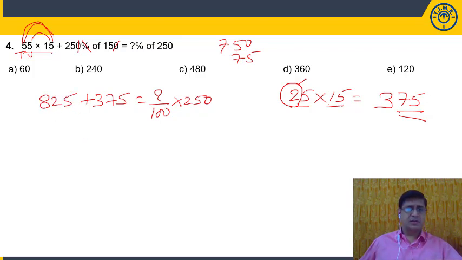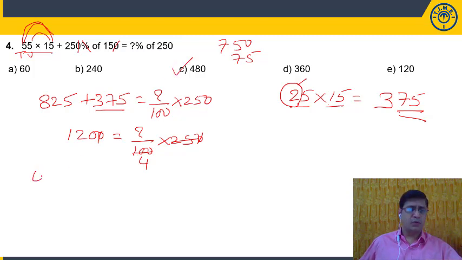Now adding this, what is the result? Now 75 and 25. When you add, 25 here becomes 400. 400 plus 800 is 1200. 1200 is equal to question mark by 100 into 250. Am I clear? Now we can cancel the zeros. 25 goes exactly 4 times into 12, that is 48, and 0 is there. So what is the result? 480. 480 is the value. So 480 means the right choice, option C. C is the right choice.